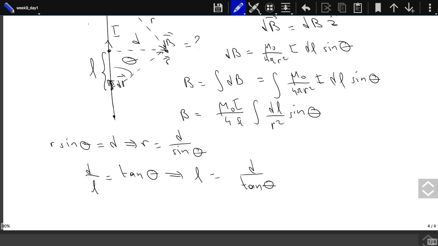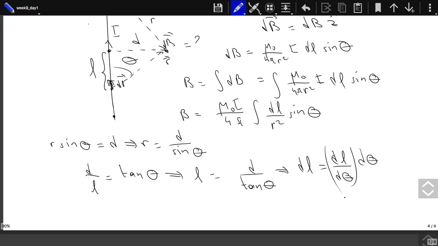Do you agree? Well, then what is dl? As I change theta very slightly, what will be the change in the length L? Well, let's see. It's dl by d theta times d theta.